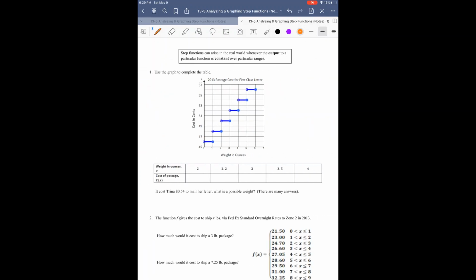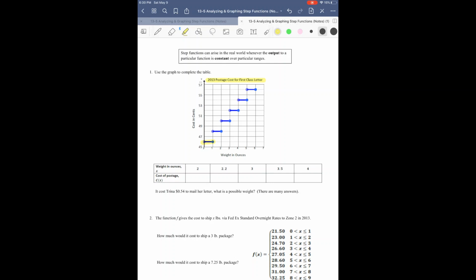Let's see the next question. So step functions can arise in the real world whenever the output to a particular function is constant over particular ranges. So for the first example, if we take a look at the title of our graph, it's called 2013 Postage Cost for First Class Letter. So let's take a look at the chart. Let's fill in the chart.